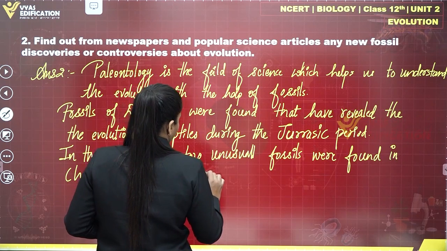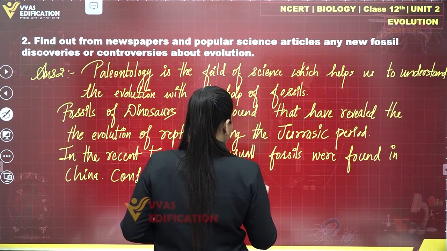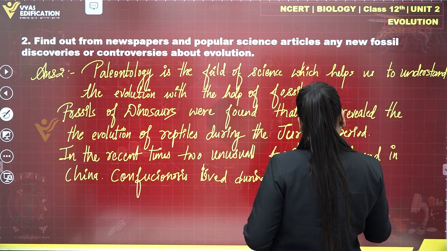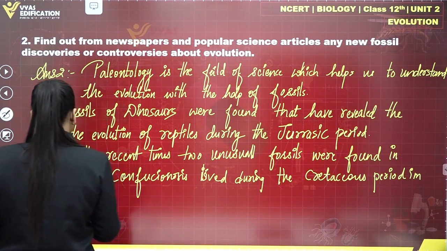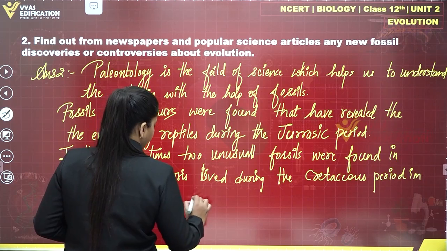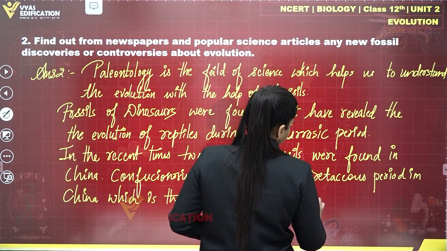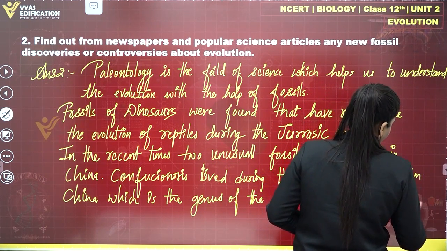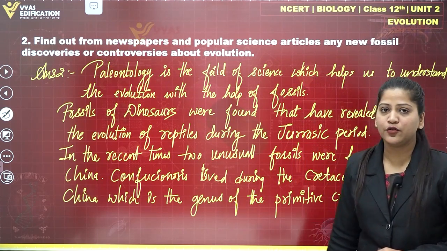Confuciusornis lived during the Cretaceous period in China, which is the genus of the primitive crow-sized birds. All right, so this is the solution of question number two. We have completed the solution of question number two.